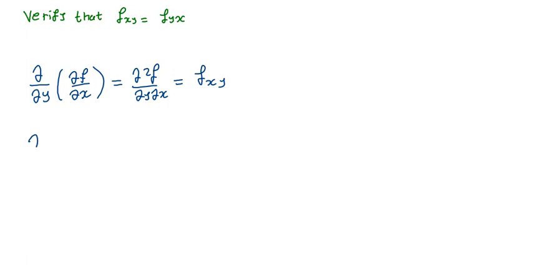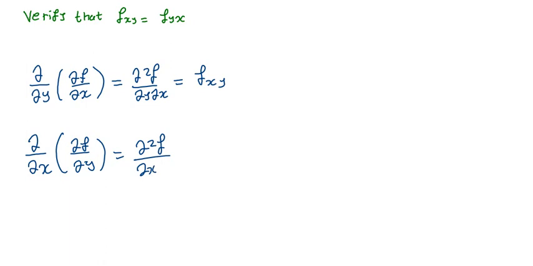What about another situation, where we take the partial with respect to x of the partial derivative of that function f with respect to y? This can also be written as the second partial of the function f with respect to x, then with respect to y. Meaning this will be equal to partial x by partial y.